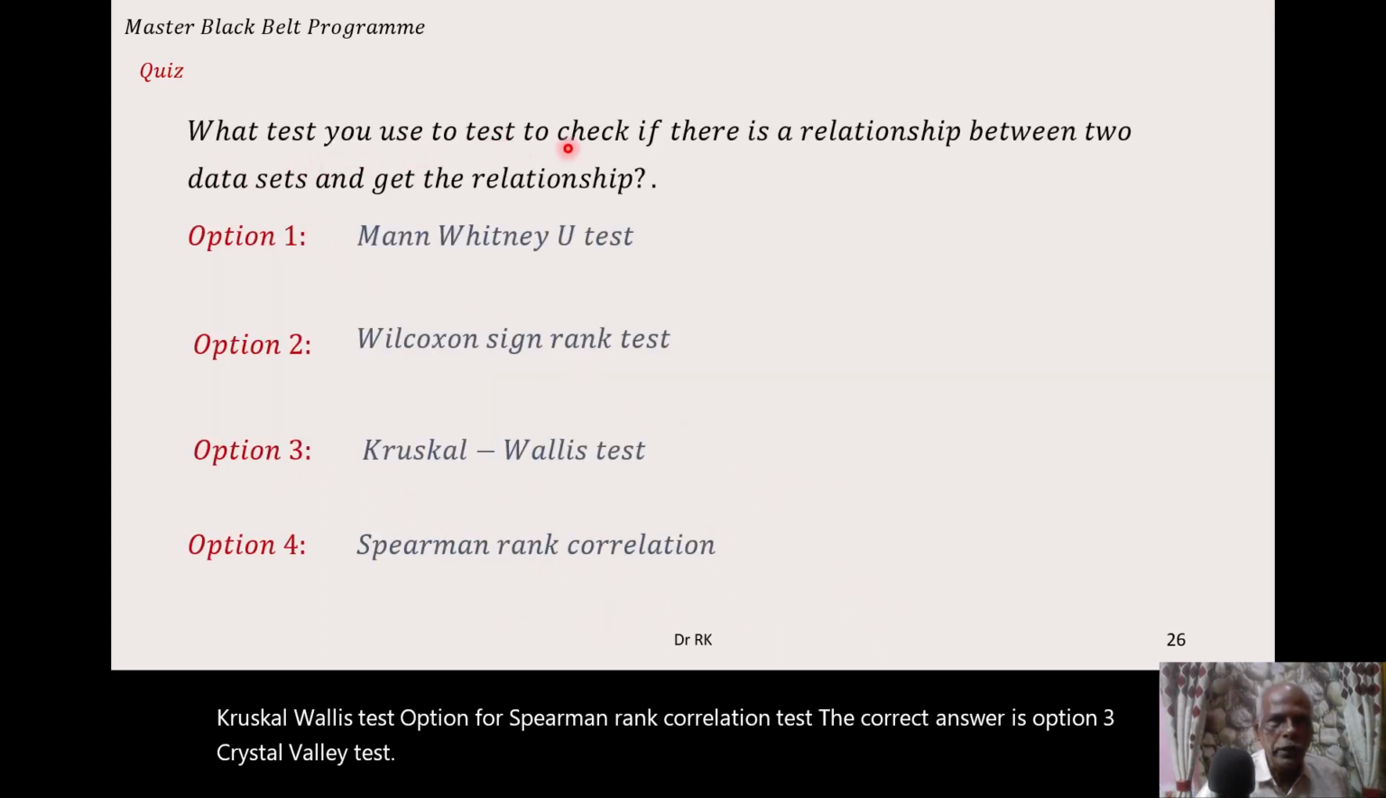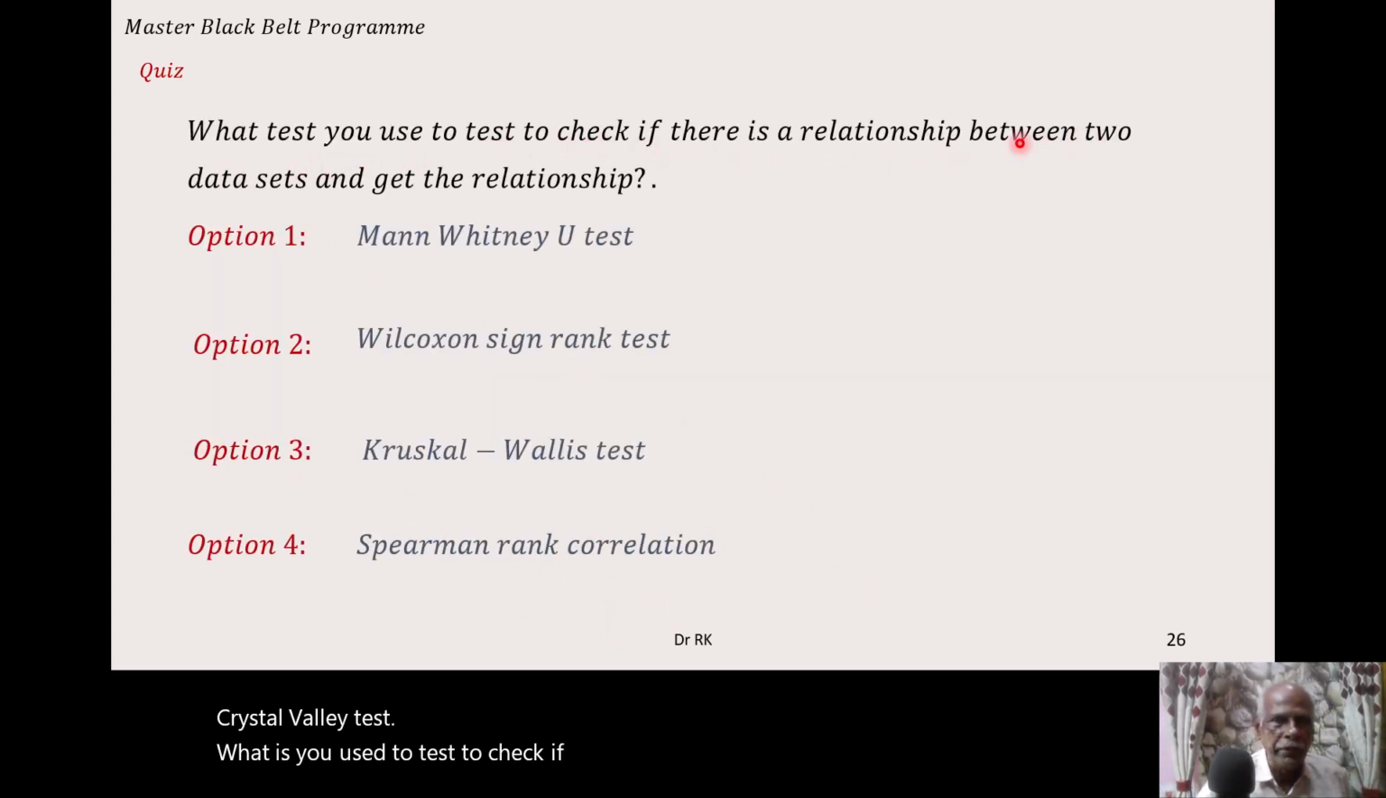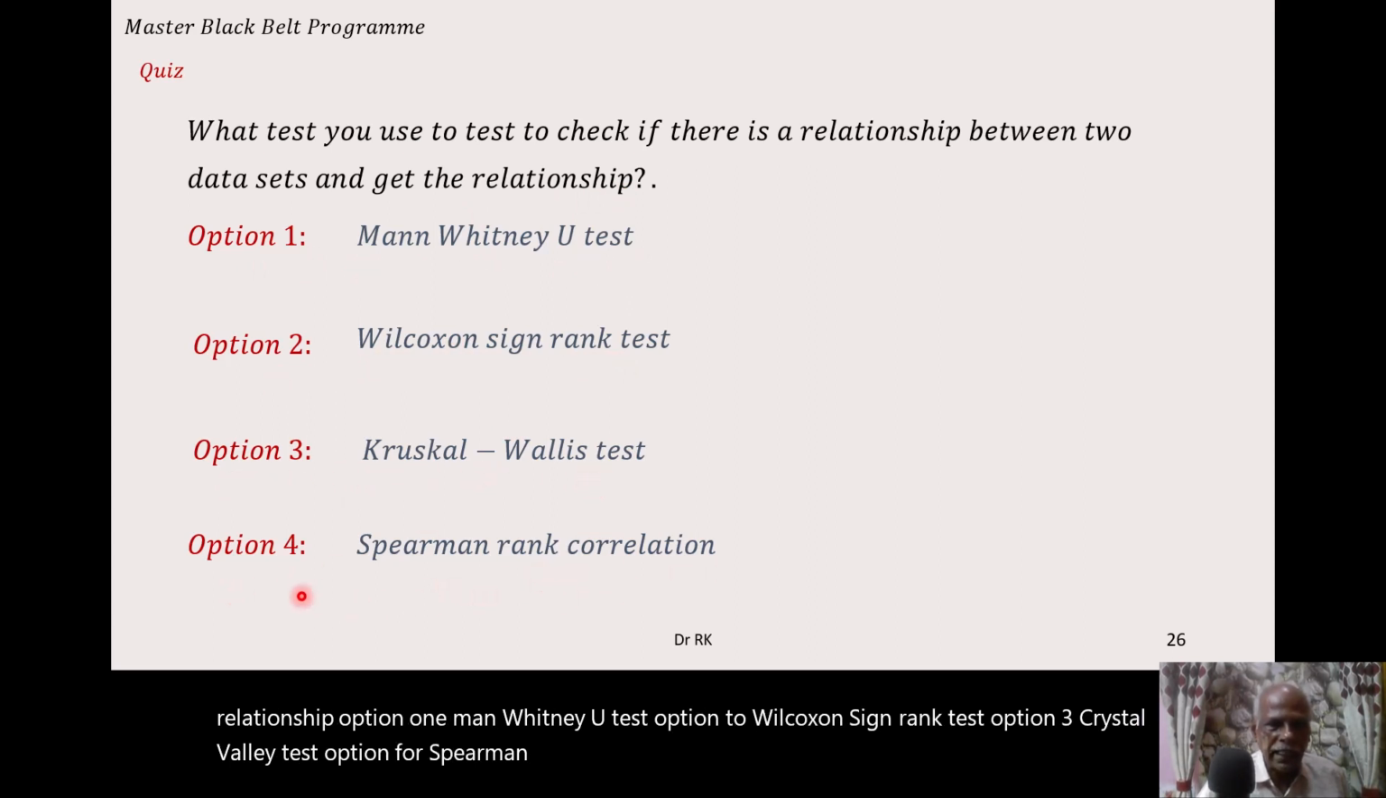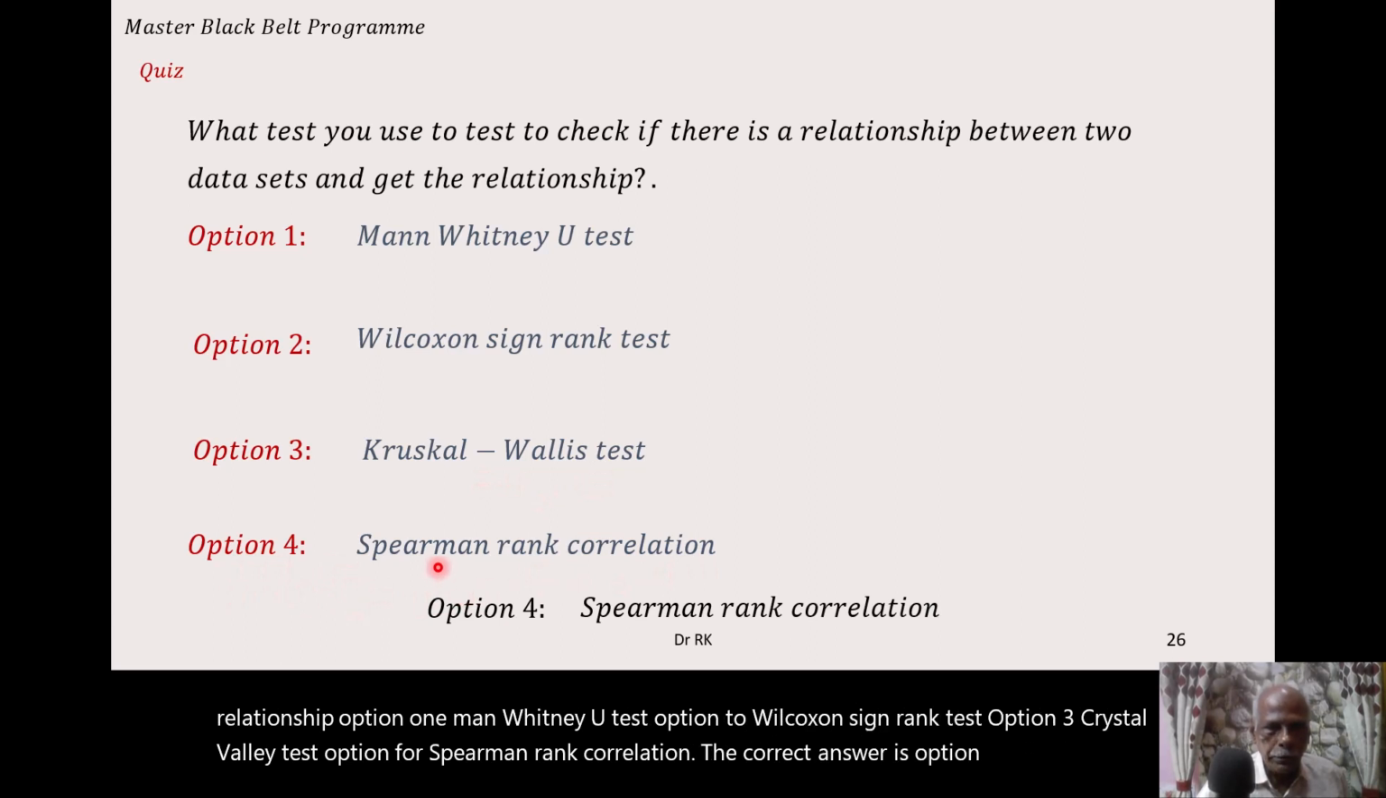What test will you use to check if there is a relationship between two data sets and get the relationship? Option 1, Mann-Whitney U test. Option 2, Wilcoxon sign rank test. Option 3, Kruskal-Wallis test. Option 4, Spearman rank correlation. The correct answer is option 4, Spearman rank correlation test.